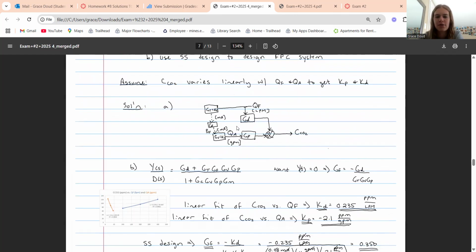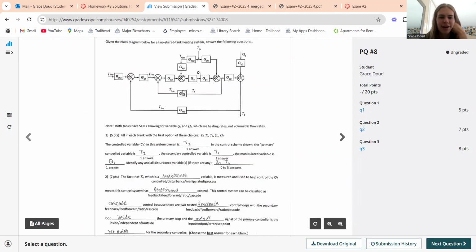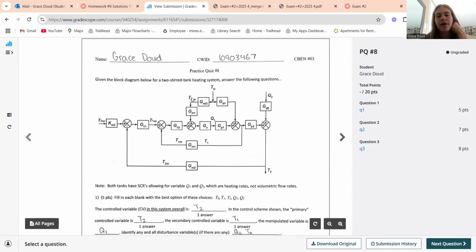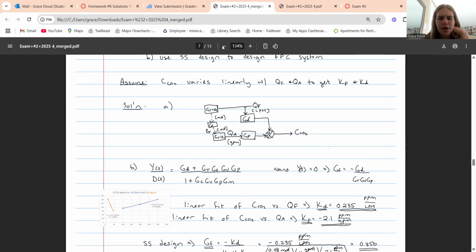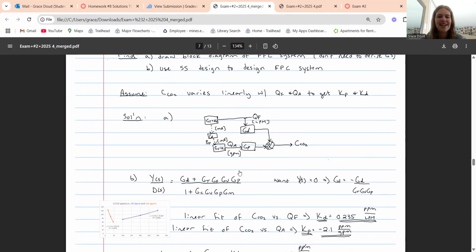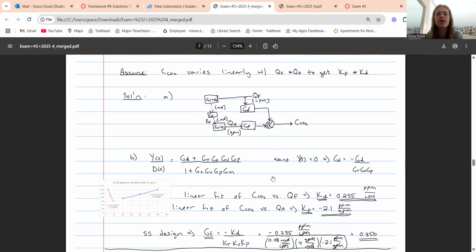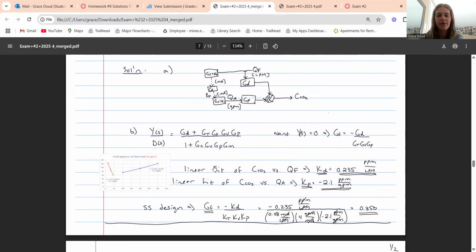Basically, this is a lot like practice quiz 8 that we just did and feed forward control. I'm going to go over to this part. This is a lot like this section. We have feed forward control coming from T naught in this case, or QF in this case, and it's getting fed forward to affect the CO2 concentration. And then to use steady state design to design the system, we start with our overall transfer function, and since we want y of s equal to 0, basically we're going to set this numerator equal to 0 and then solve for gf.